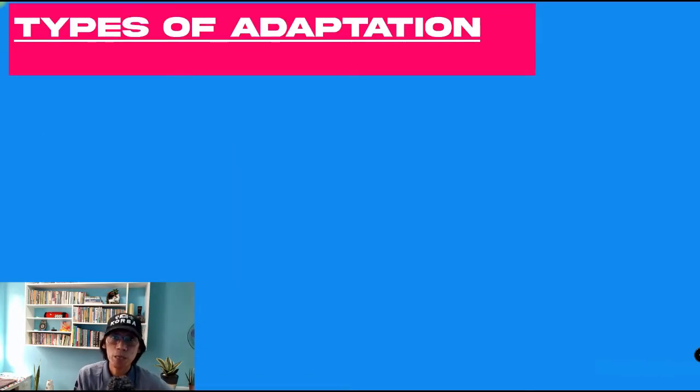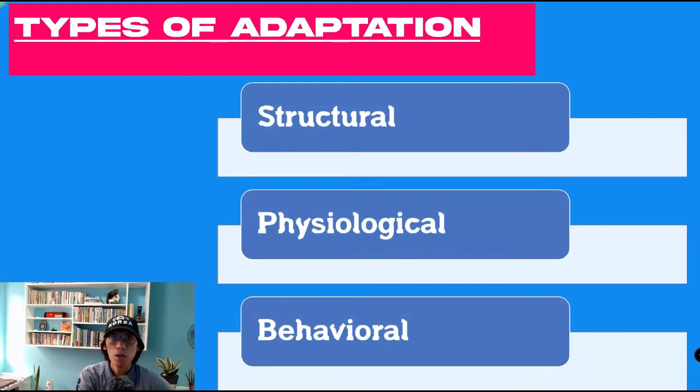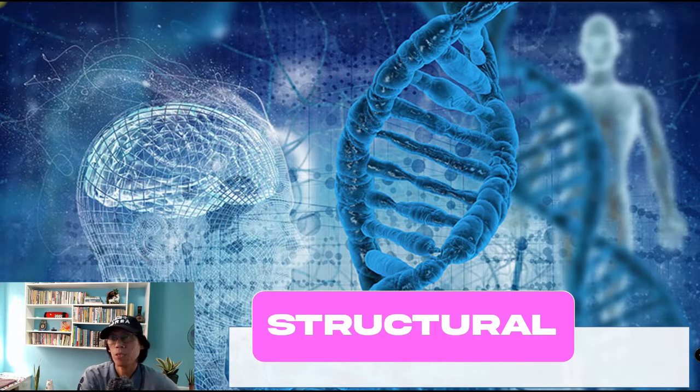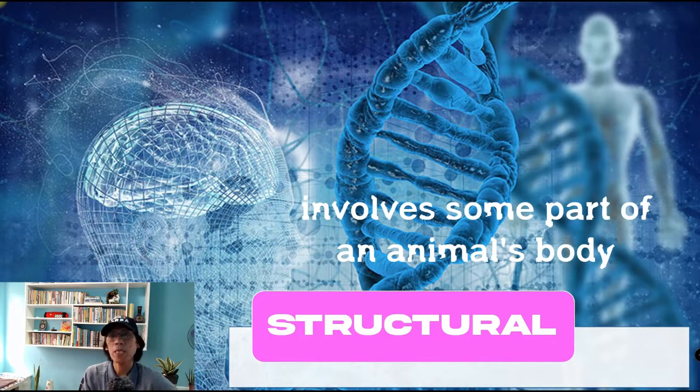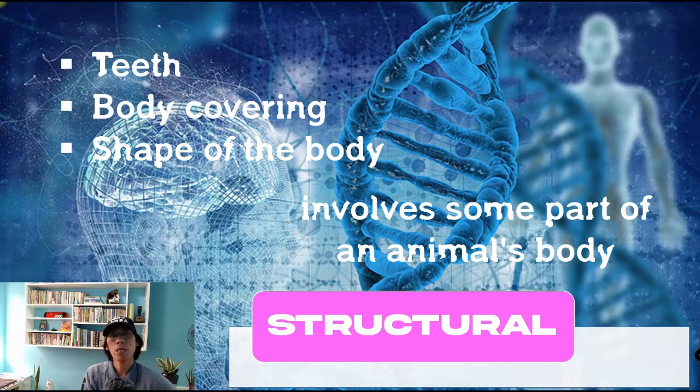What are the different types of adaptation? There are actually 3 types of adaptation. And these are structural adaptation, physiological adaptation, and behavioral adaptation. Let's talk about structural adaptation first. The word itself, structural, means simply involves parts, anatomical parts of an animal's body, such as teeth, body covering, or even the shape of the body is a structural adaptation. Take note, guys, these are just 3 of the structural adaptations of organisms.